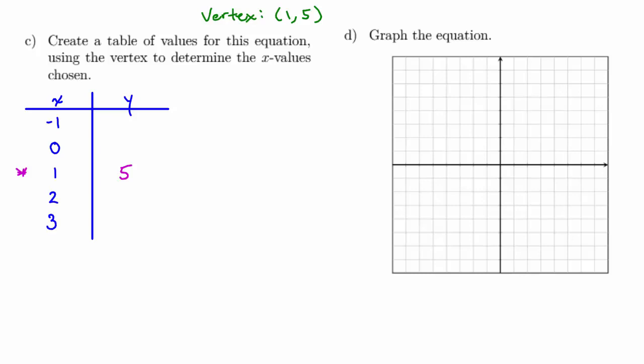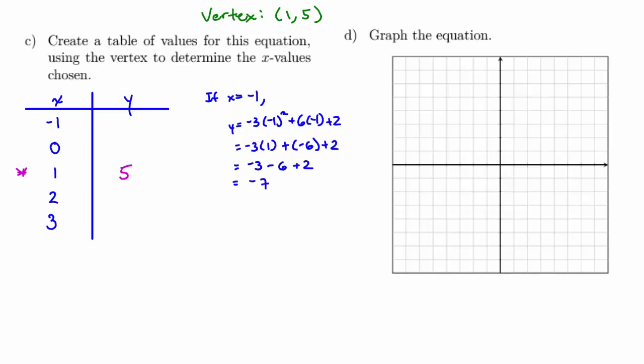Now, to find the corresponding y values, I'll replace that value of x into my original equation. So for x equals negative 1, y will be negative 3 times negative 1 squared plus 6 times negative 1 plus 2. And that makes y equal to negative 3 times a positive 1, as when we square negative 1 we get positive 1, plus a negative 6 plus 2. And that's simply negative 3 minus 6 plus 2, which is negative 7. So the value of y when x is negative 1 is negative 7.